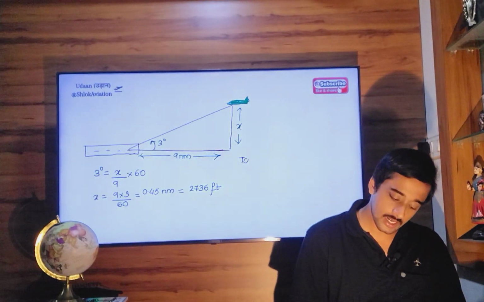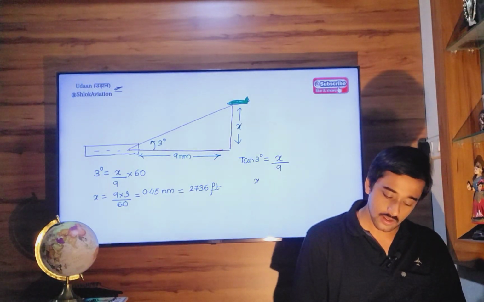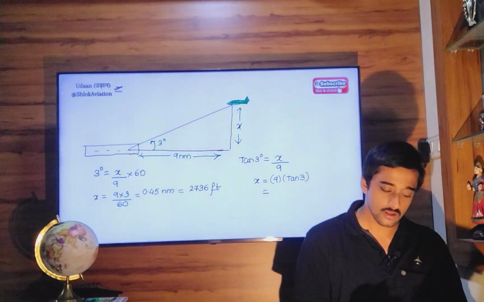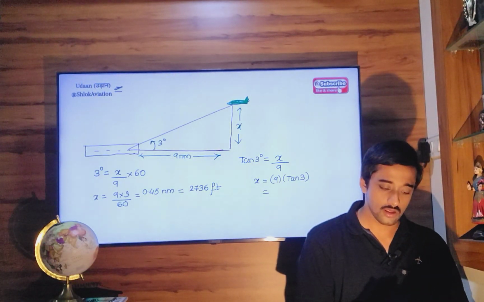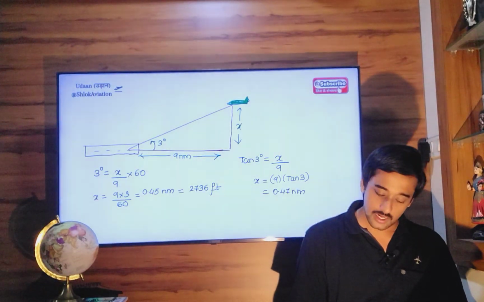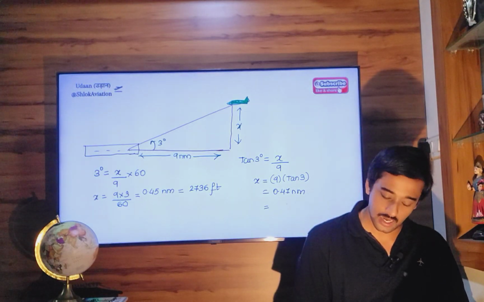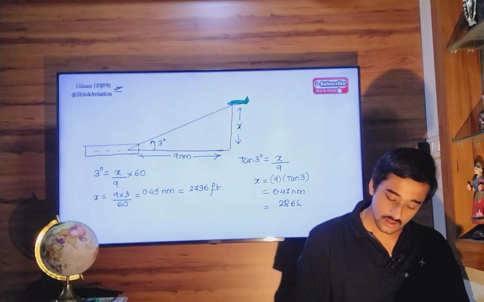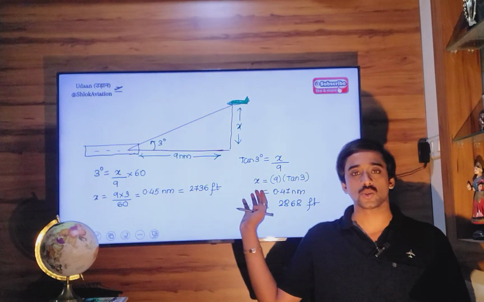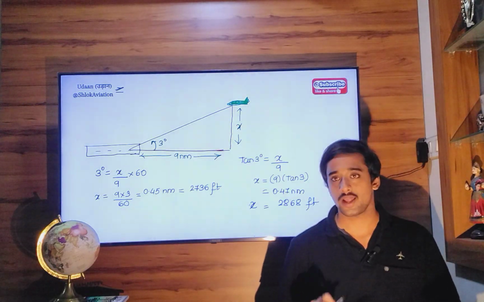Using tan theta, we get tan of 3 degrees equals opposite upon adjacent. So 9 into tan 3 is 0.47 nautical miles something. Multiply that by 6080, you get 2868. So anyways, this is 2700, this is 2800. You're going to select an option which is closest to either of these values.